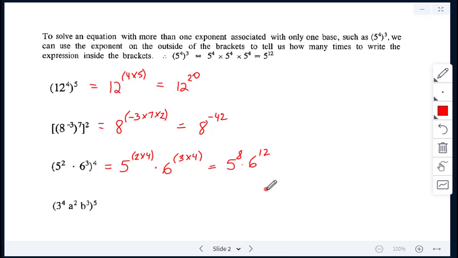Okay, we have another example here. We have 3 to the power of 4, a squared, b cubed. All of that is in brackets to the power of 5. So we would use our power of a power law for everything inside the brackets. So that's going to become 3 to the power of 4 times 5, a to the power of 2 times 5, and b to the power of 3 times 5.